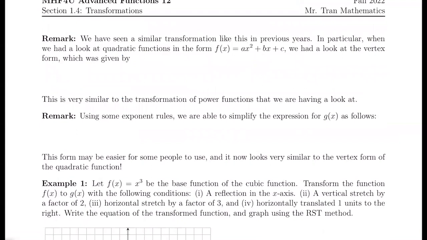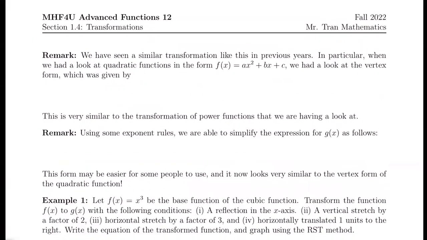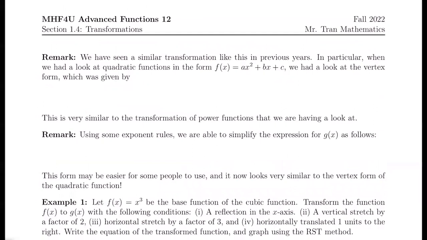So we've seen transformations like this in previous years whenever we had a look at the vertex form of the quadratic function, which was given by this function. So we have g of x to be a times (x minus h) squared plus k, where h and k is the vertex of the parabola.